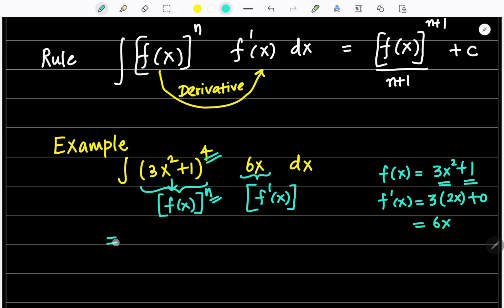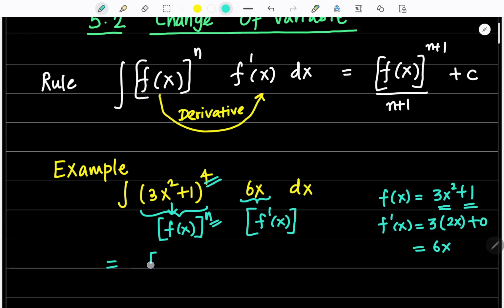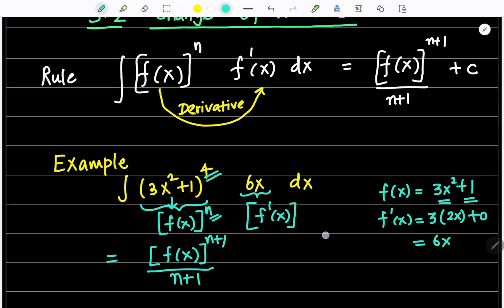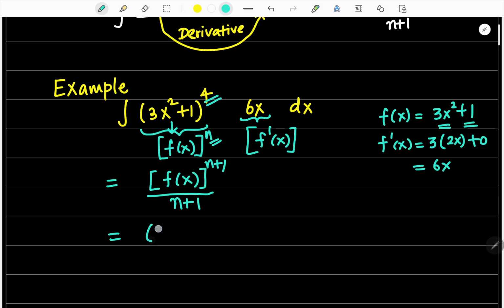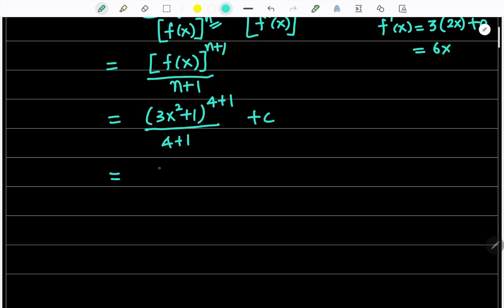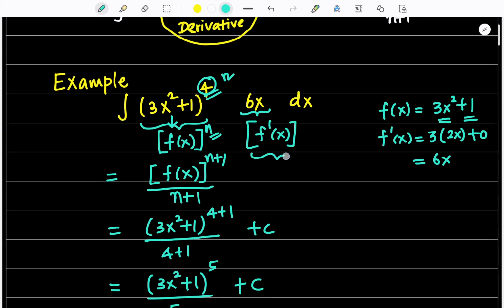If this situation happens, then we can write the formula: f of x to the power of n plus 1 divided by n plus 1. So what's your f of x? Which is 3x square plus 1 to the power of 4 plus 1, because your n is 4, divided by 4 plus 1, plus integrating constant c. So this equals 3x square plus 1 to the power of 5 divided by 5 plus integrating constant c.